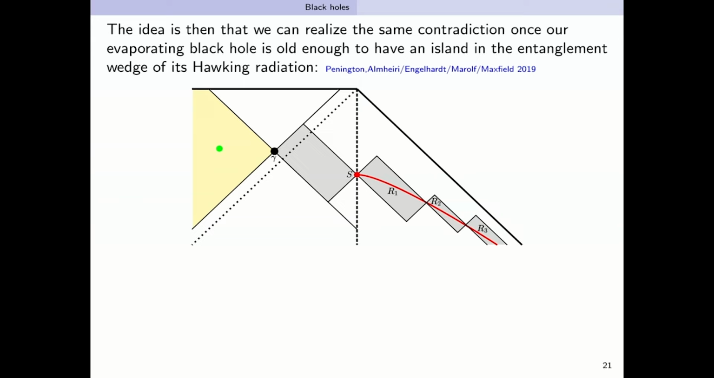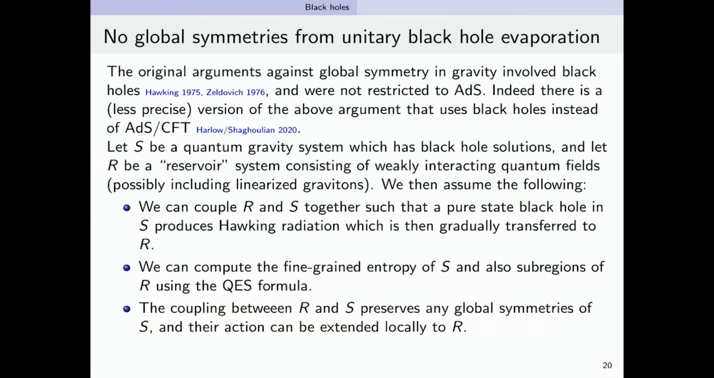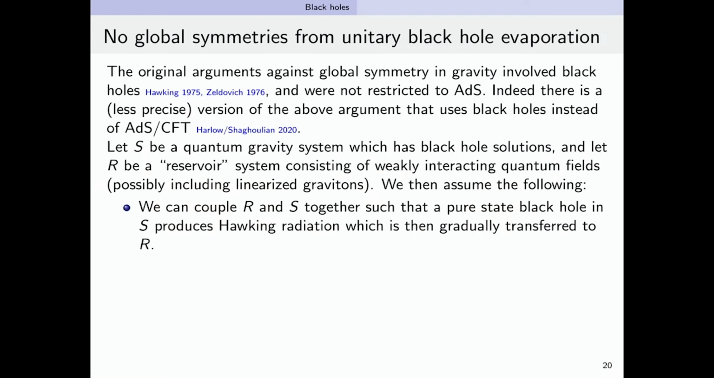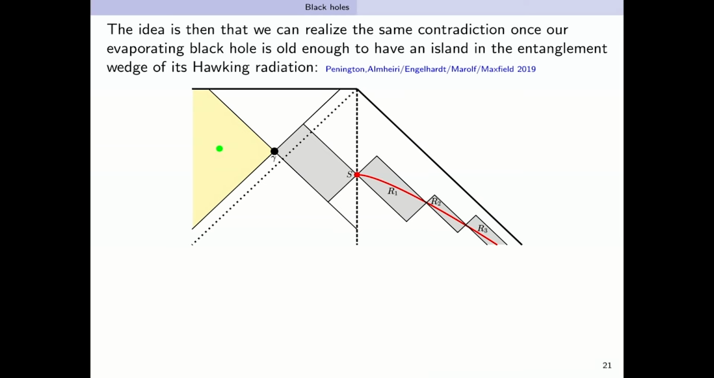So we just do the same contradiction again. I've tried to shade the regions similarly. This gray here, I'm shading to match what I had here, right? So here I had these gray entanglement wedges and this yellow island. For the evaporating black hole, same story. To the right of the dashed line is a Cauchy slice of the radiation. This S here you can think of as the holographic dual of the gravity to the left of here.